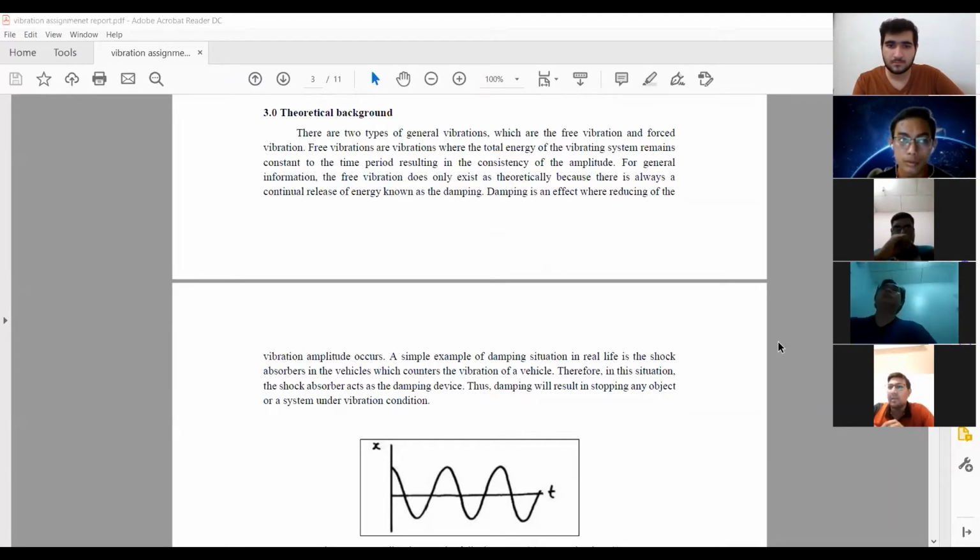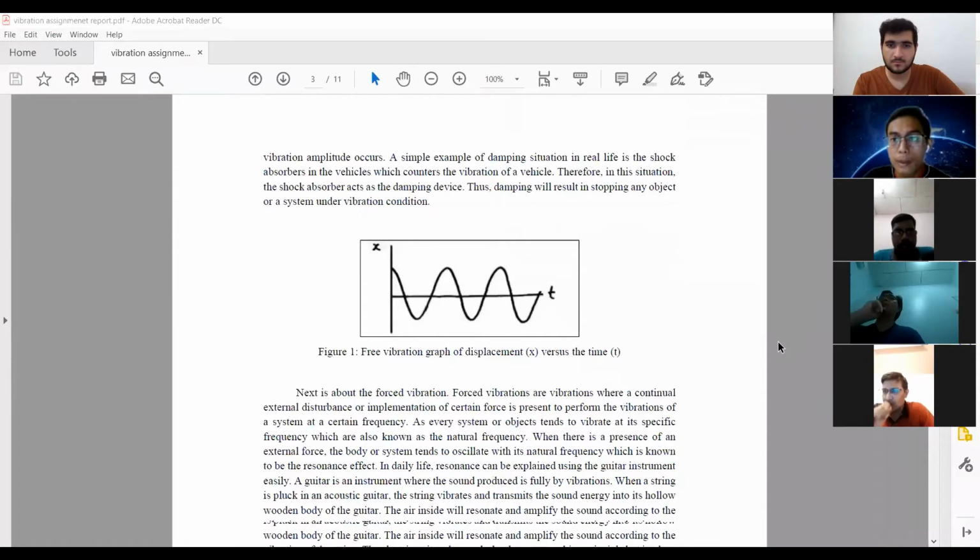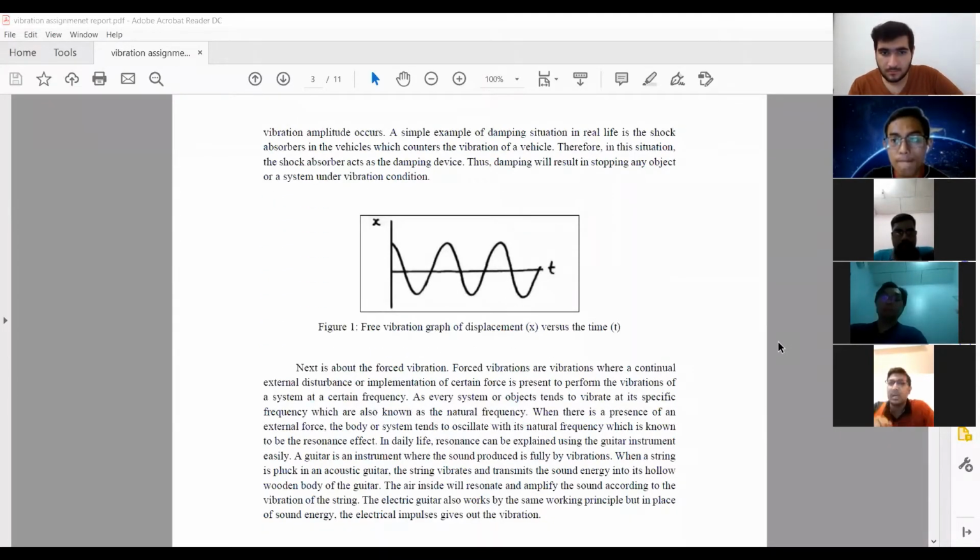The first vibration is where a continuous external disturbance or application of a certain force is present to perform the vibrations of a system at a certain frequency. Every system or object tends to vibrate at a specific frequency, which is also known as the natural frequency. At this point, when there is natural frequency, there will be a resonance effect.